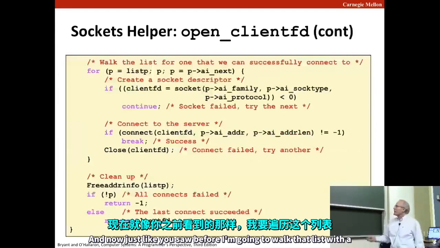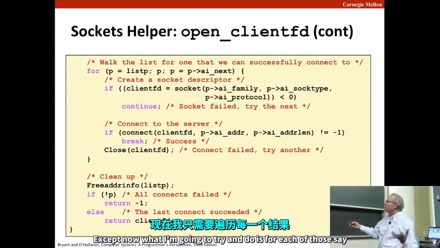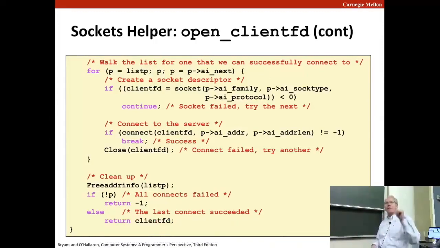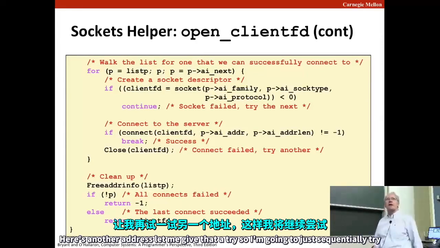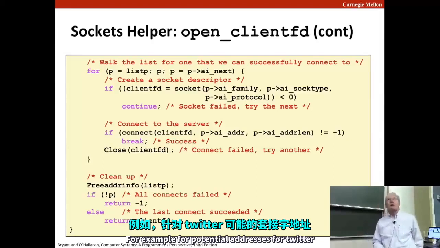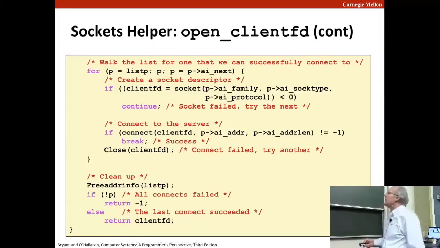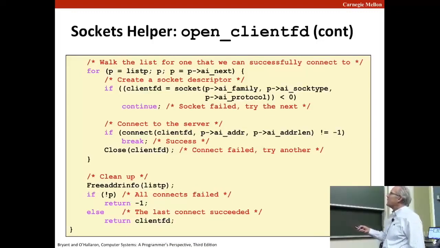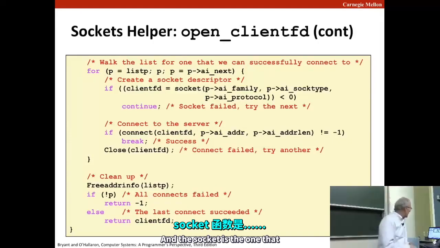And now, just like you saw before, I'm going to walk that list, except now what I'm going to try and do is, for each of those, say, well, here's a number, let me give that a try. And if that fails, here's another address, let me give that a try. So I'm going to just sequentially try all the different addresses. You saw, for example, 4 potential addresses for Twitter. I'll walk through all of those. And on each one, I'm going to call for a socket.